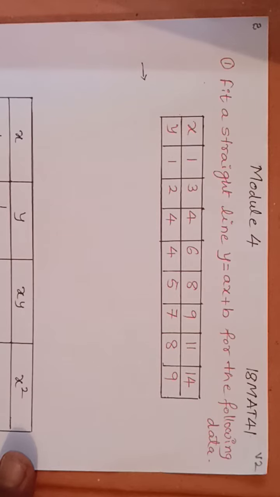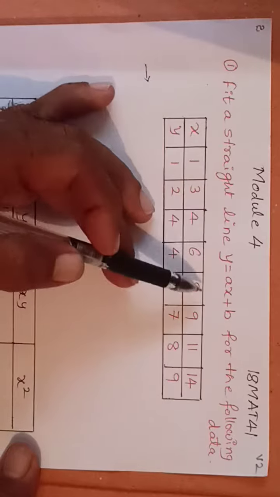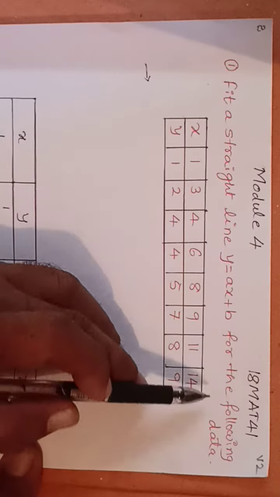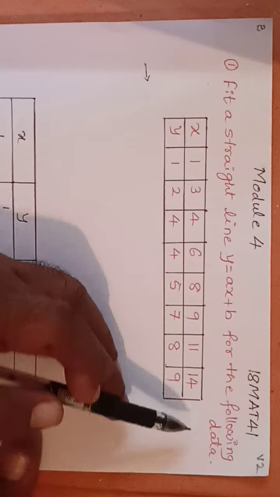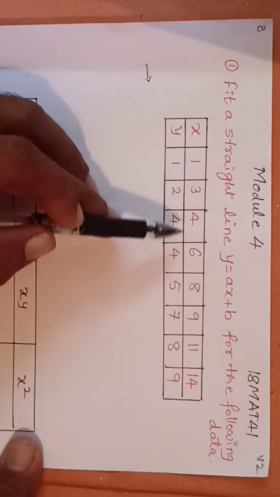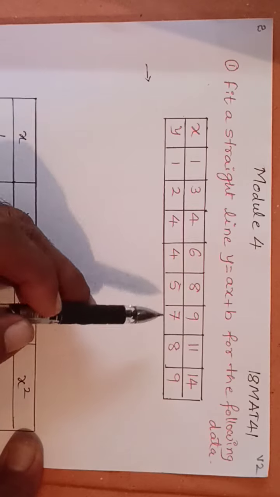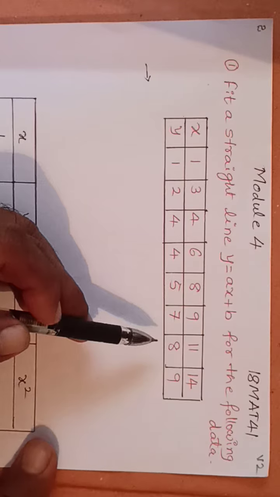Directly going to one problem. The problem is: fit a straight line y equals ax plus b for the following data. In the question they have given data. The x values are 1, 3, 4, 6, 8, 9, 11, 14 and the y values are 1, 2, 4, 4, 5, 7, 8, 9.